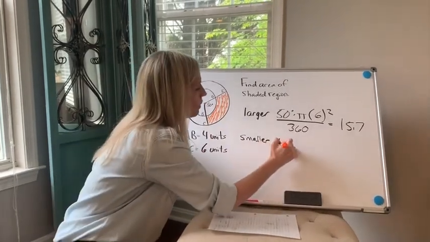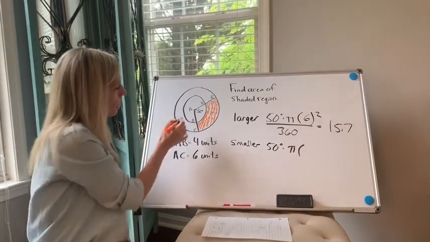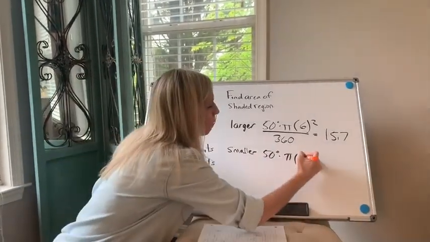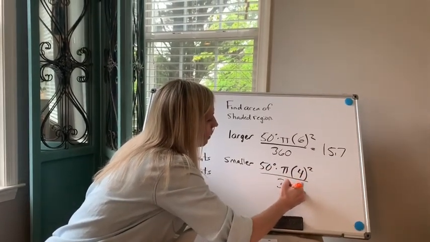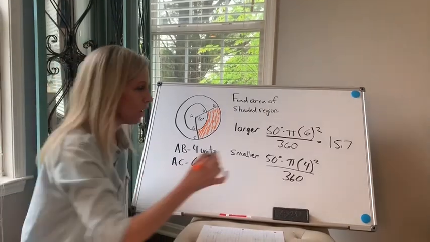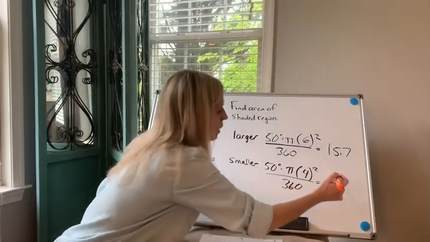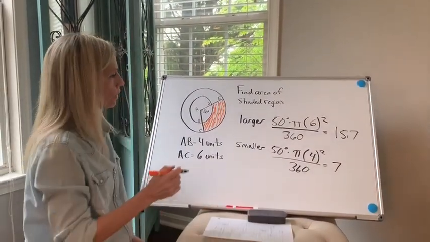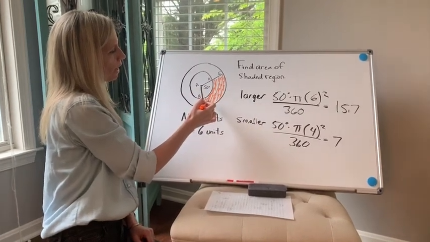So I have 50 degrees here. I'm going to multiply it by pi, and then my radius for this smaller circle is 4 units. So I'm going to put 4 in for the radius, square it, and then divide everything by 360. When I do this, this ends up being 6.99 something, so we're going to just go ahead and round that to 7. All right, so that means that this large piece of the pie here is 15.7.